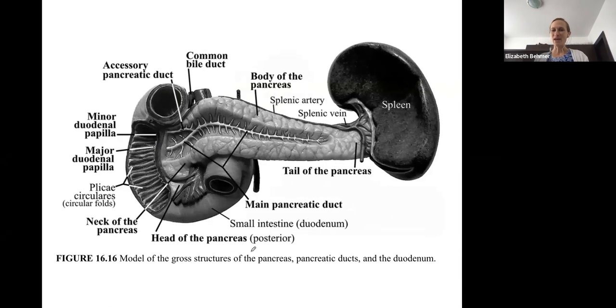Here's the structure of the pancreas with the pancreatic ducts. Remember the pancreas has endocrine and exocrine functions. The exocrine functions are the digestive functions that produce all the digestive juices that will again enter into the duodenum, the small intestine, and those digestive juices help to break down proteins and other foodstuffs, whereas the endocrine functions are what produces insulin and glucagon to help control your blood glucose levels.